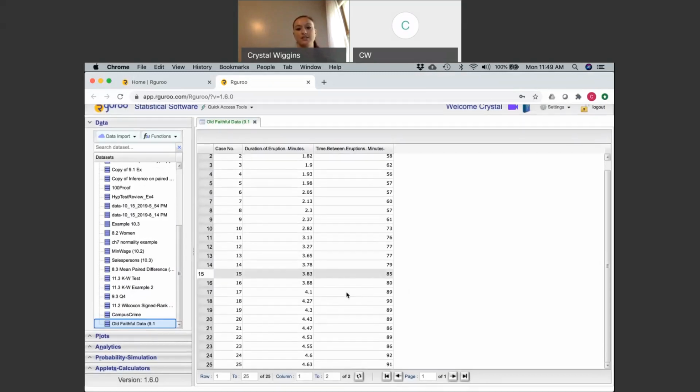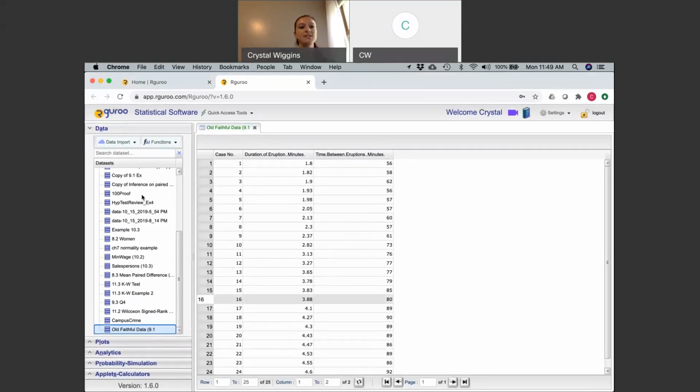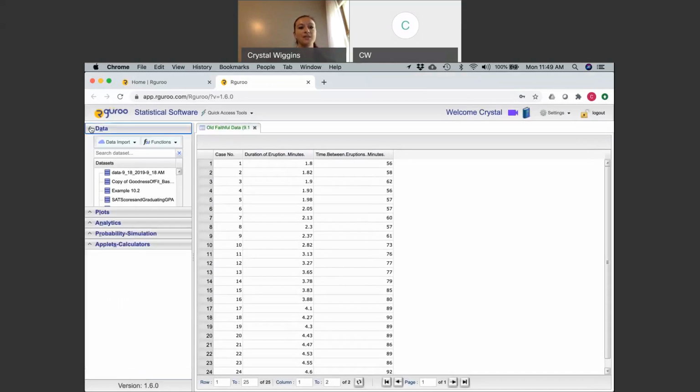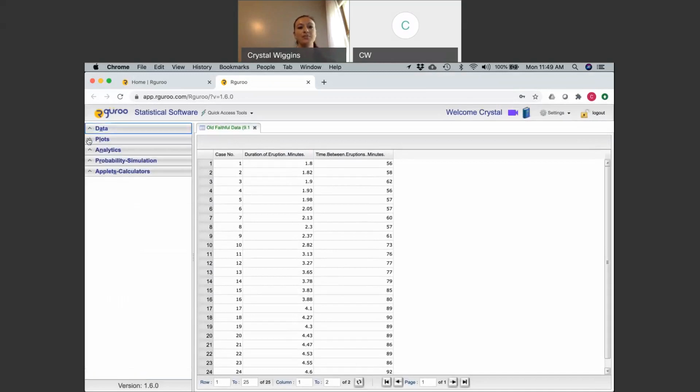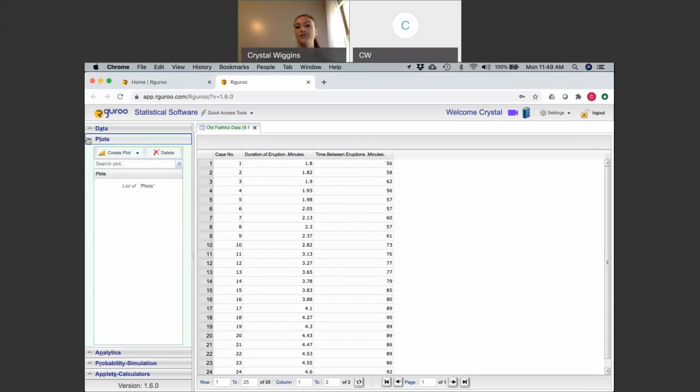So this is what it looks like. Once it's in, we're good to go. So we're going to close out the data tab. We're going to go to the plots tab. The first thing I want to do is see this data as a scatter plot. So I'm going to go over here to create plot. I am going to come down to scatter plot.